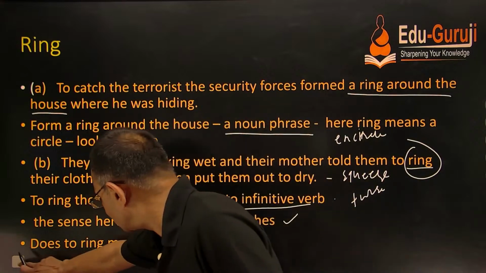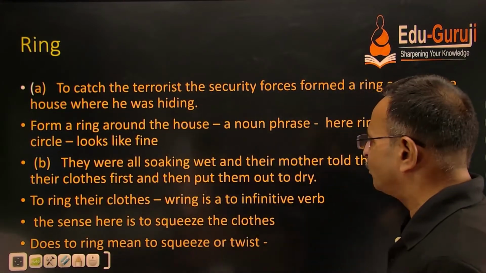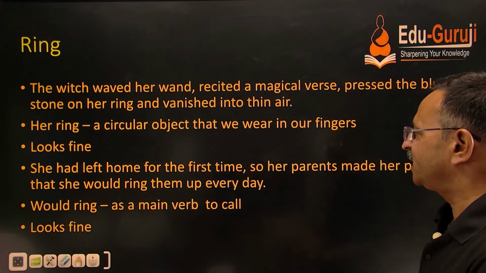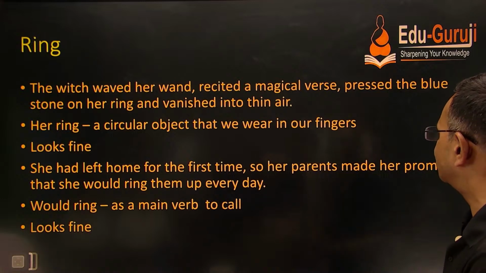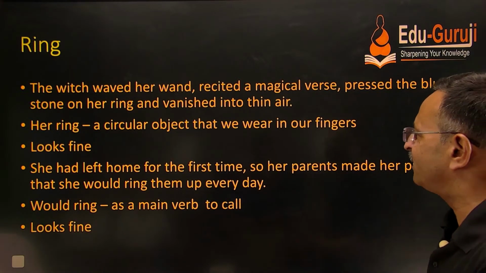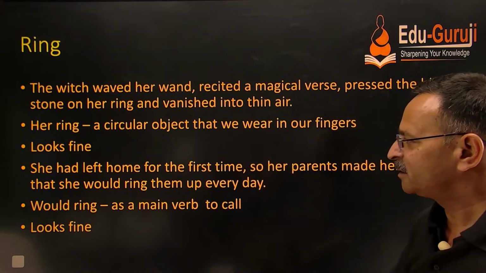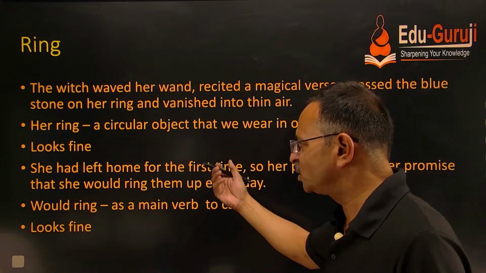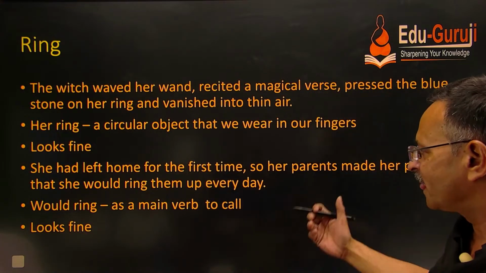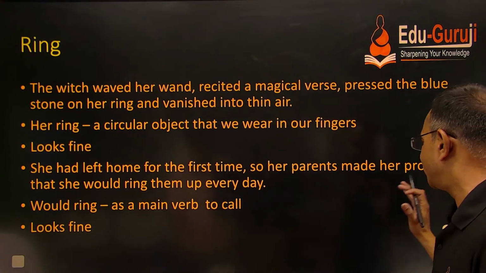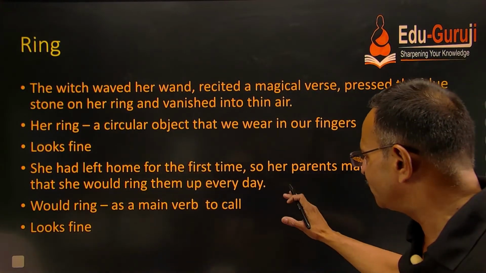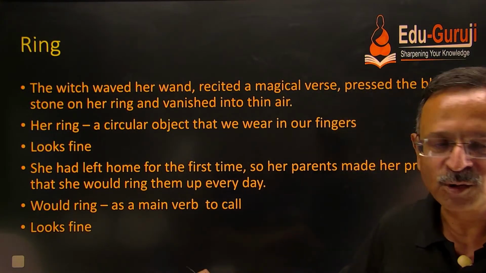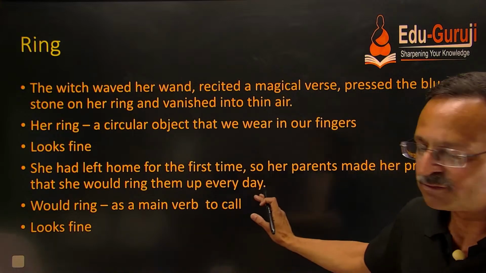So let's see what it means here. Then the next one is, the witch waved her wand, recited a magical verse, praised the blue stone or ring, and vanished into thin air. So here ring is a circular object that we wear on our fingers, looks fine. I mean, there's no problem here. She had left home for the first time, so her parents made her promise that she would ring them up every day. So again, ring is being used as a main verb, to call. It looks fine.